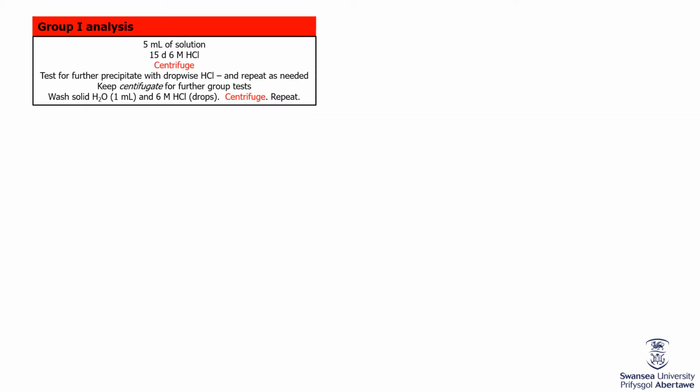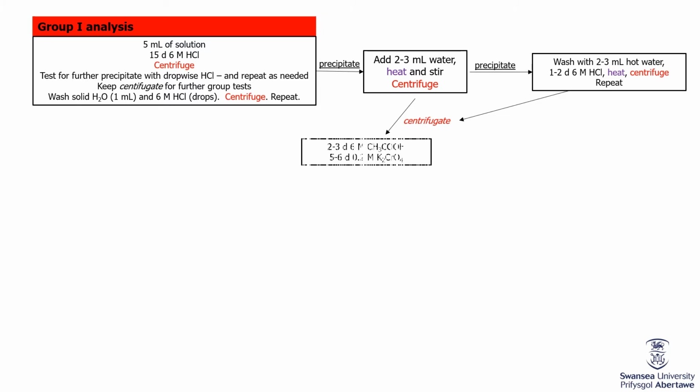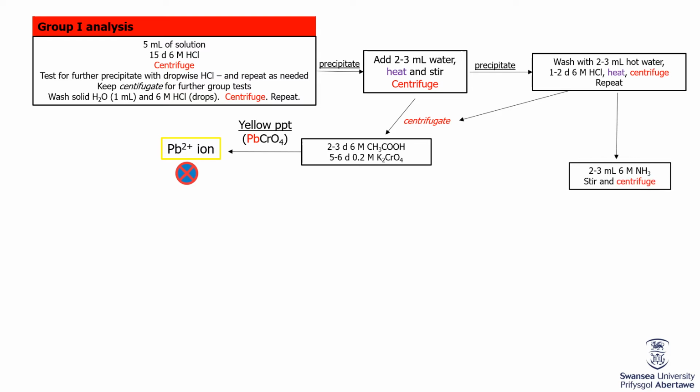The detailed method for group 1 analysis is shown here, where you treat your solution with 6 molar hydrochloric acid and then centrifuge it, then precipitate out the solution and add some water to it while you heat and stir. Then you centrifuge again and use the remaining centrifugate to treat it with 6 molar acetic acid and K2CrO4, which would show a yellow precipitate if there was any lead within it, but in this case there were no lead ions present.